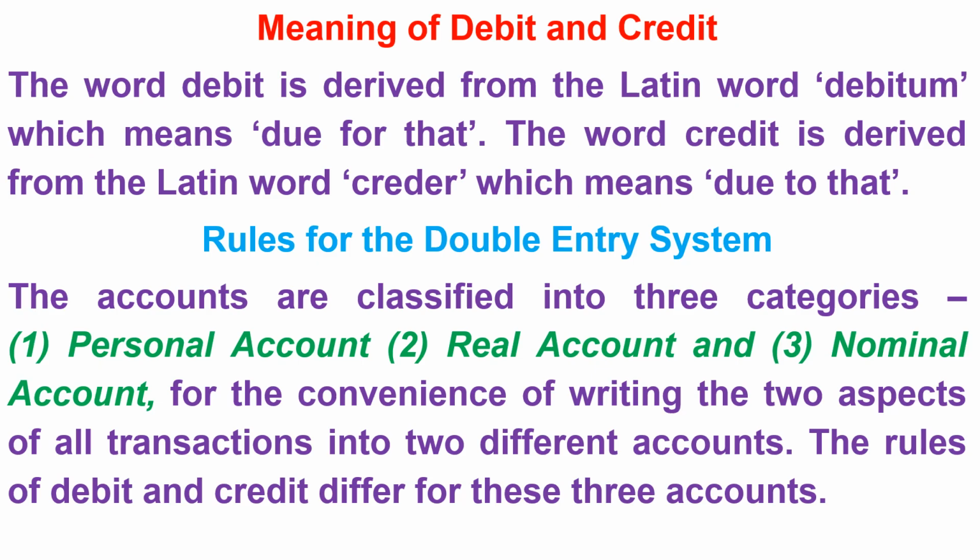Rules for the double entry system. The accounts are classified into three categories: 1. Personal account, 2. Real account, and 3. Nominal account, for the convenience of writing the two aspects of all transactions into two different accounts. The rules of debit and credit differ for these three accounts.